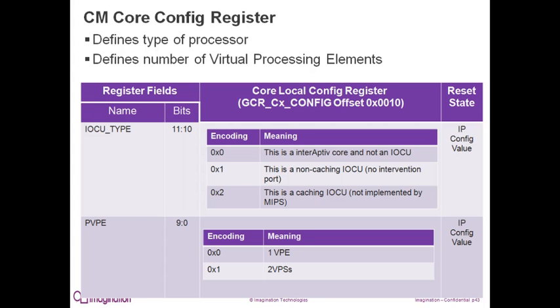The CM core config register is a read-only register that gives you information about the CPU. The first field, the IOCU type, will be set to 0 because a CPU is not an IOCU. The second field, the PVPE, will give the number of virtual processing elements in an MT system. If this is a single processor system, this field will be set to 0. If this is a multi-threaded system, the number of VPEs in the core will be the number in this field plus 1.